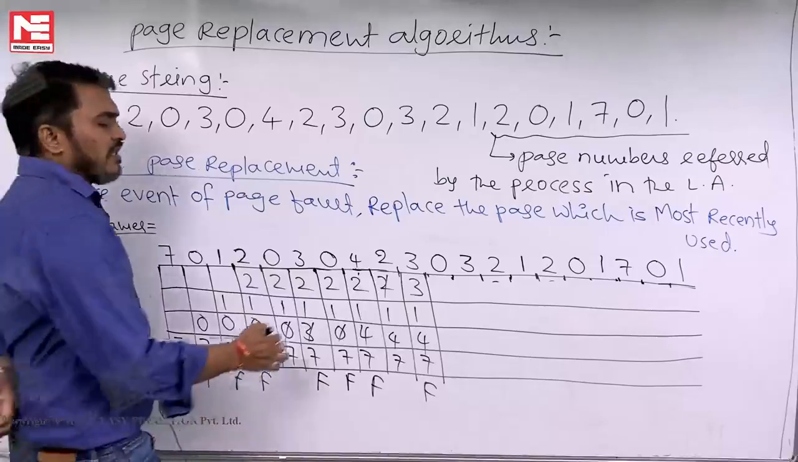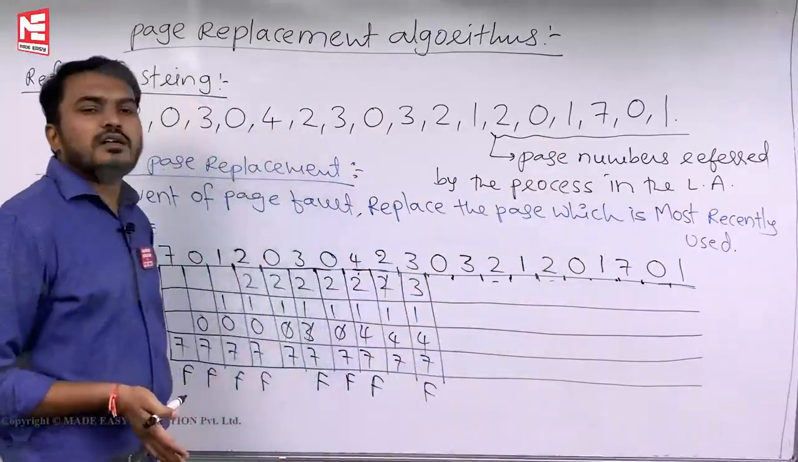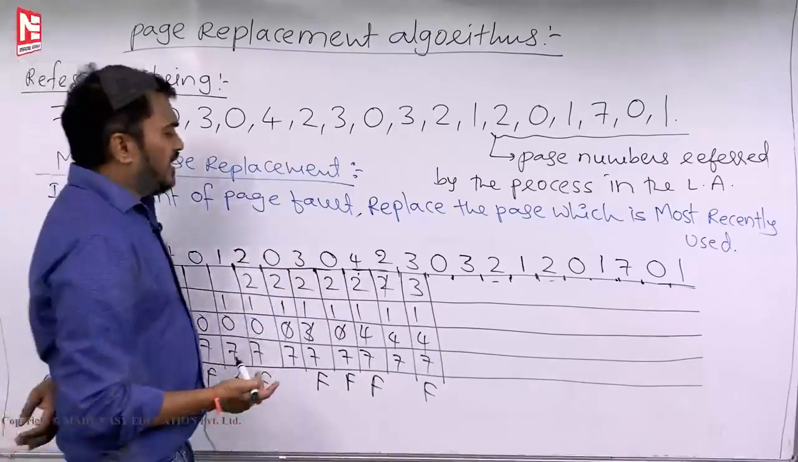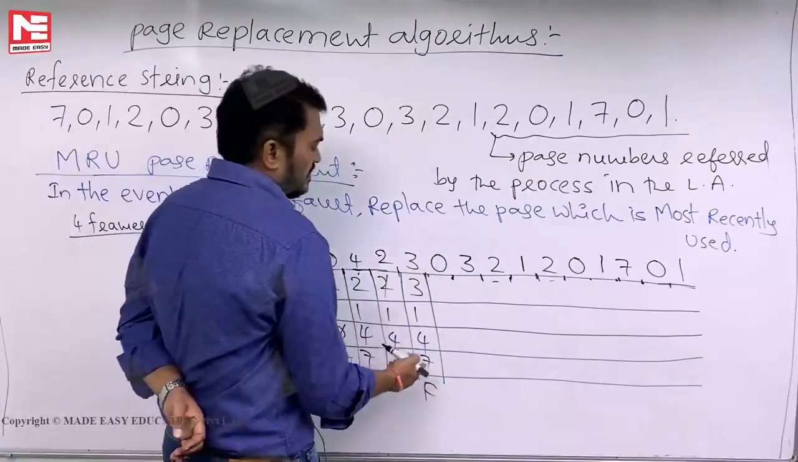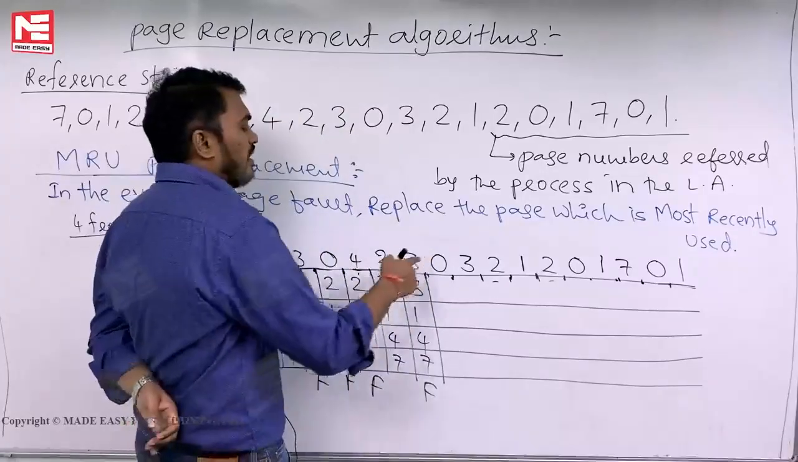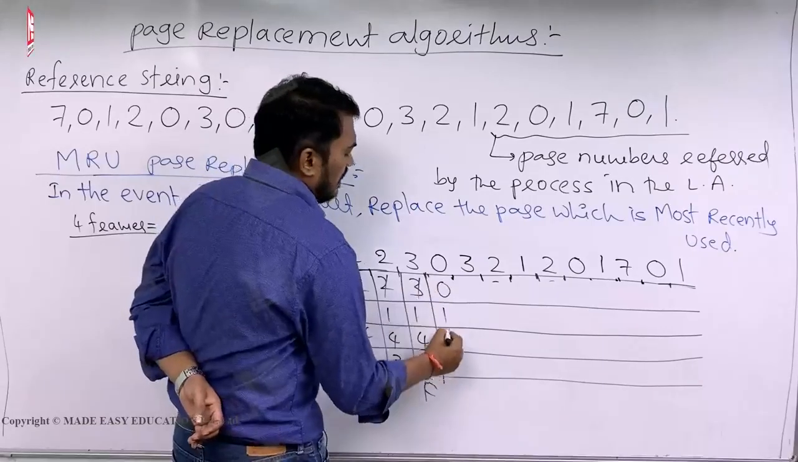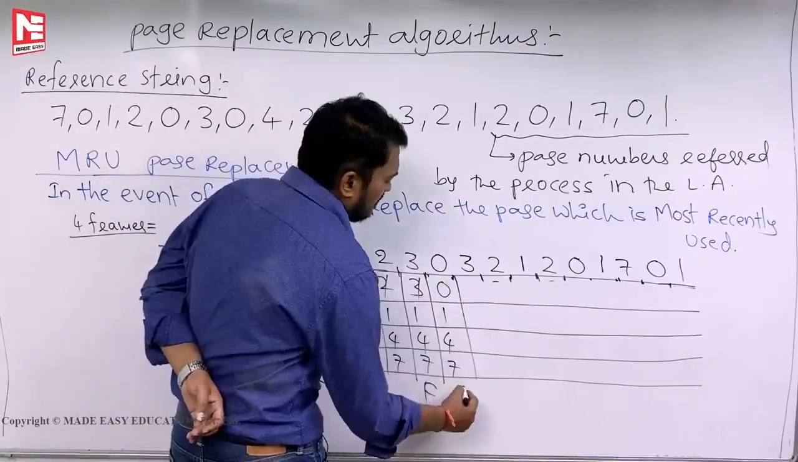Okay, so please continue in the same manner. I'm not solving it; it is very easy. Most recently used, the one just used. Complete it, okay? Now look here. So next is what? After that, 0 is not available. Which one to replace? The one just used, 3. So replace 3 with the 0 and copy the remaining as it is, and that is a page fault.